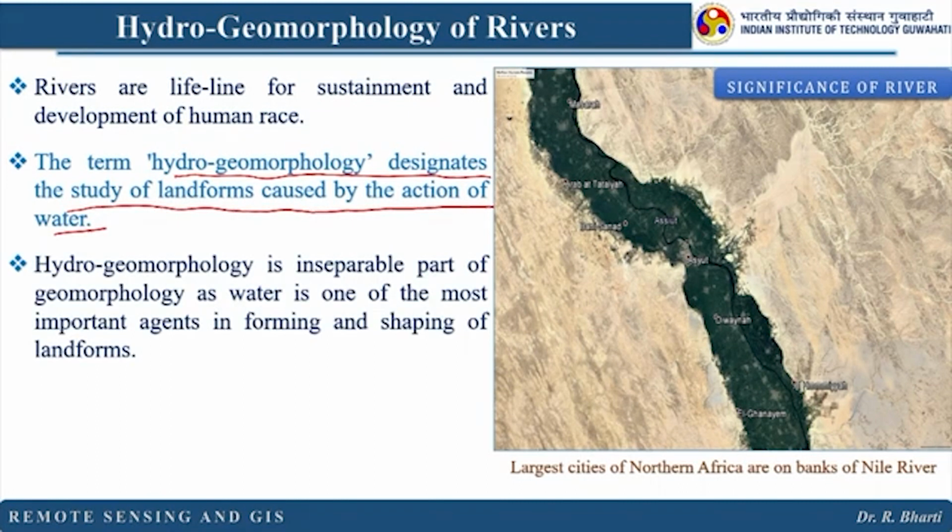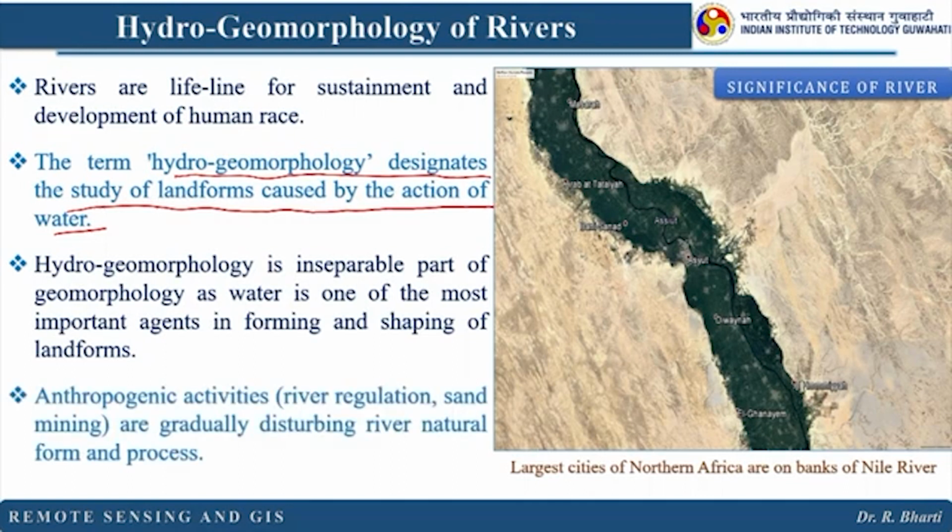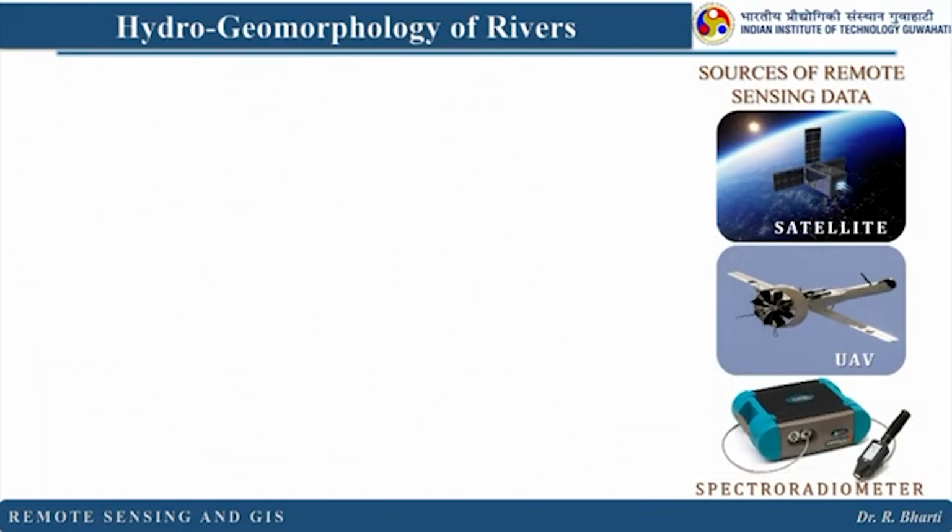Hydrogeomorphology is an inseparable part of geomorphology, as water is one of the most important agents in forming and shaping landforms. Anthropogenic activities such as river regulation and sand mining are gradually disturbing river natural processes and forms, right. So, it is very important to monitor and see the changes of any given river system.